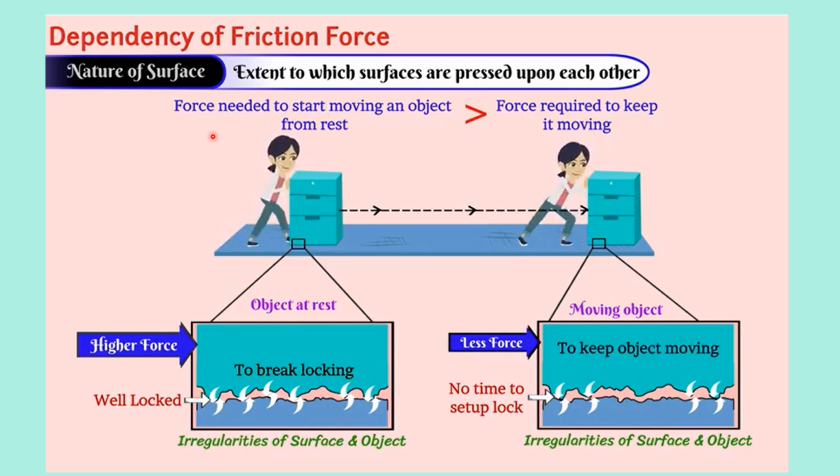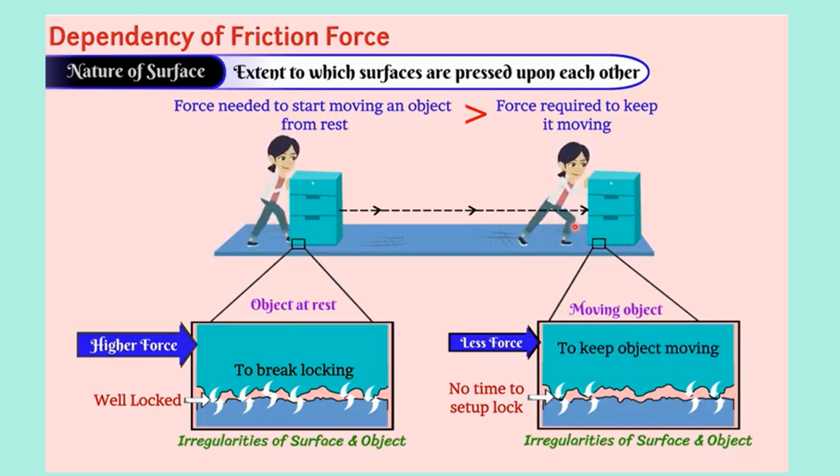Consider the next one. The force needed to start moving an object from rest is greater than the force required to keep it moving. Already you know, when the object comes in contact with the surface, it possesses a frictional force. When the object is at rest, it possesses higher frictional force, because the interlocking between the surface and object will be more. When the interlocking is more, the frictional force will be more. Therefore, you have to apply more force to break that interlock. So when the object is at rest, you need more force to make the object move.